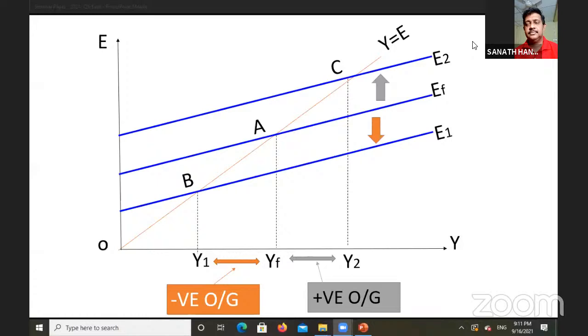Positive gaps, the situation where actual output is higher than potential output.